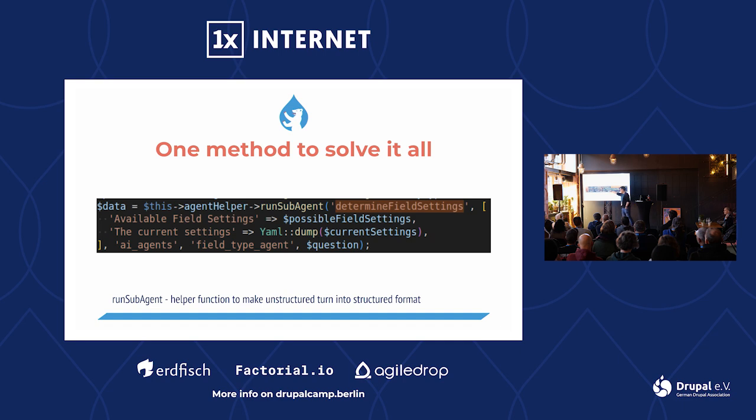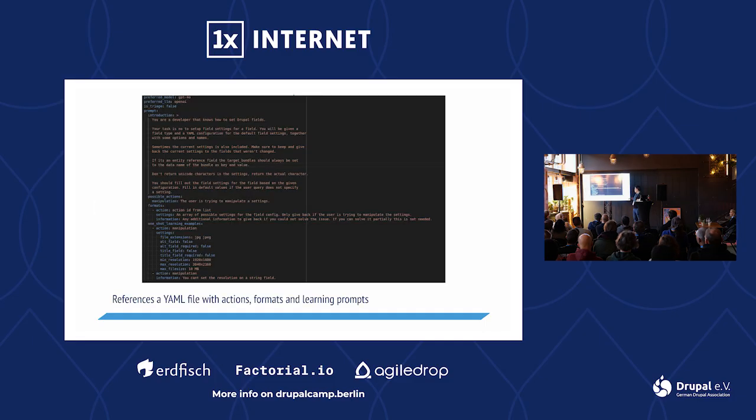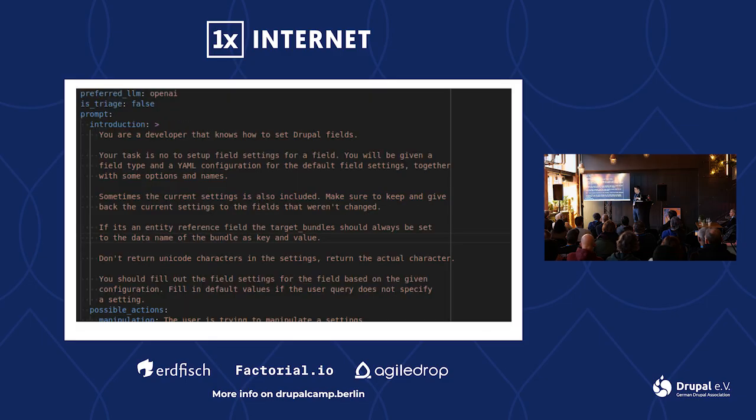Then we have to know, of course, what the available field settings are for this specific field type. What are the current settings? If it's an edit, this is important, of course. If it's a create, this is probably empty. So this loads this file, which is basically a structured format for how you can run prompts. And I think I have it zoomed in here.